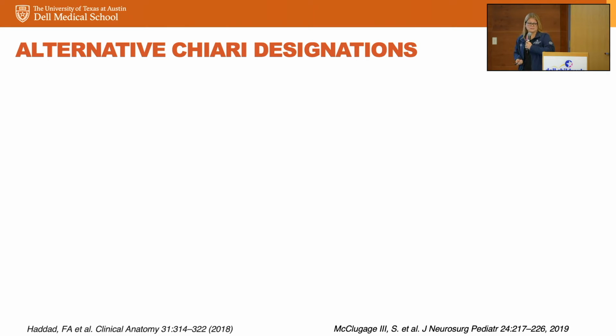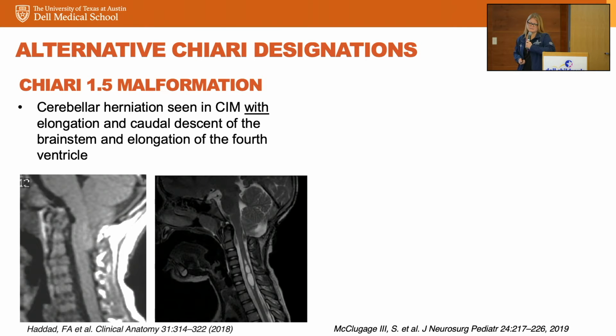Now, for those alternative Chiari designations that I was talking about, the Chiari 1.5 malformation has had a lot of discussion lately. You could think about this as just a complex form of Chiari-1 malformation, where essentially it meets all of the criteria of Chiari-1 malformation with regards to the cerebellar herniation, but there's also an additional appearance of an elongated fourth ventricle and also caudal descent of a part of the brainstem, or brainstem kinking, which you can see in that picture on the left side.